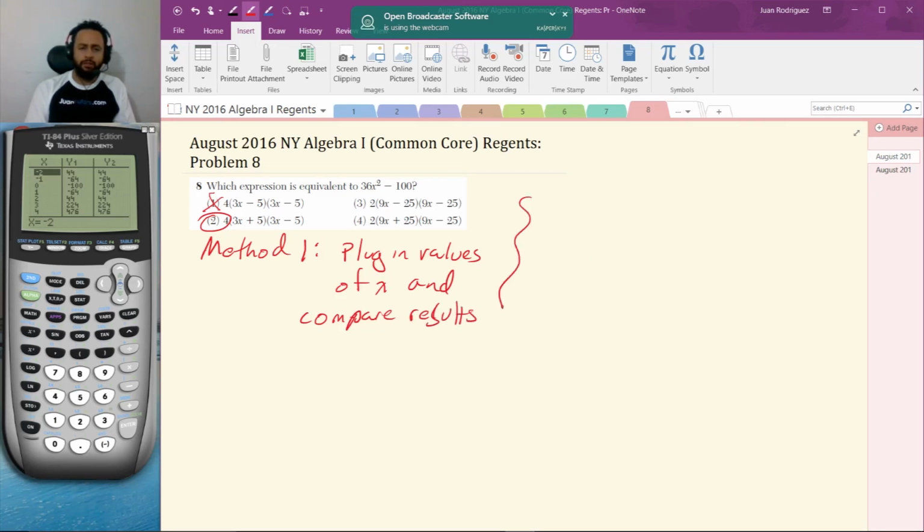Okay, so method 2. Yes, okay, so they want you to do it the algebraic method. So we're going to do it the algebraic method.